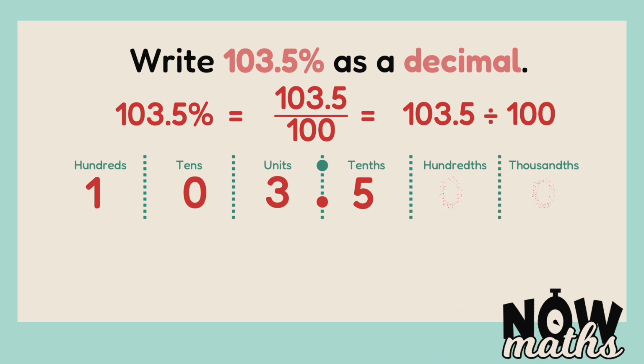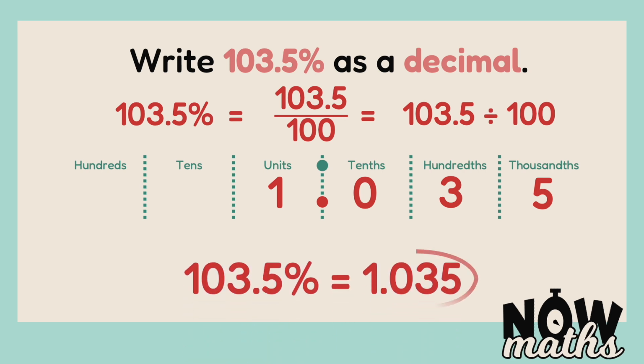When we divide by 100, all of the digits shift to the right 2 places. So we can see the 5 tenths become thousandths, the 3 units become hundredths, the 0 tens become tenths, and the 100 becomes a unit. And we have 0 hundreds and 0 tens, which we can ignore in this case, and we can say that 103.5% is 1.035.